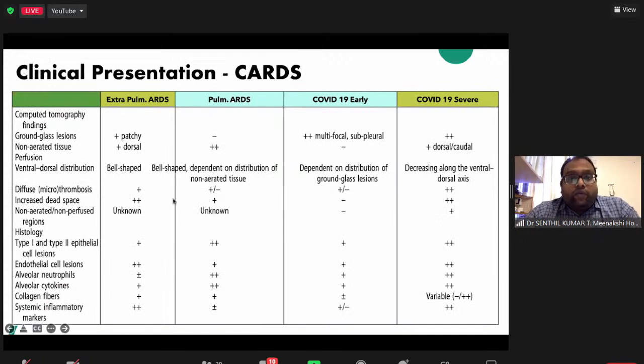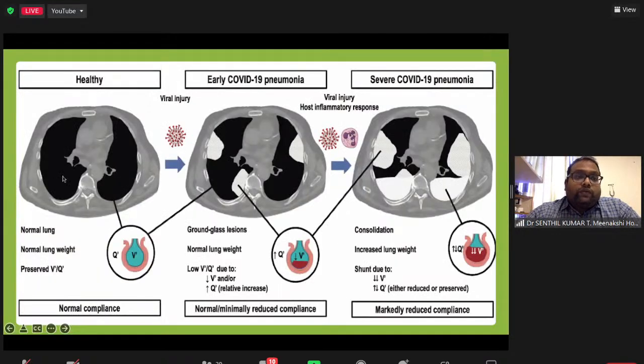So in early COVID-19 ARDS, that is COVID-19 pneumonia, it is more likely to present like a pulmonary or direct ARDS. And severe COVID-19 ARDS is an overlap of extrapulmonary and pulmonary ARDS. Here is a normal healthy lung, where after a COVID infection, viral injury causes direct damage to the alveolar epithelium, and more of the aerated lung volume will be there.